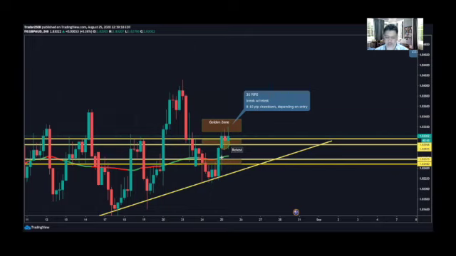Those are the kind of things that I want you to be catching, because these kind of price action movements are what gives you the edge. When it comes to edge in the market, you become your own edge. The more you learn price action, the more you are the edge.